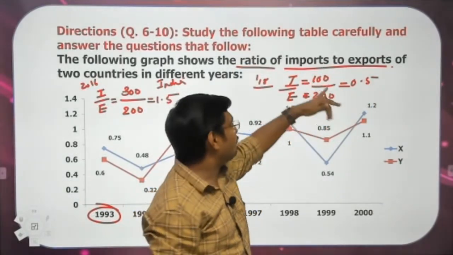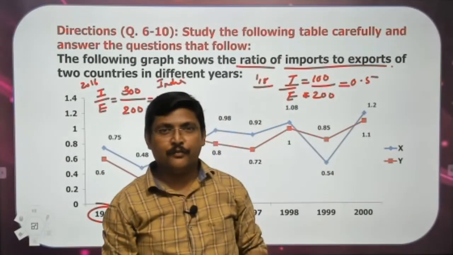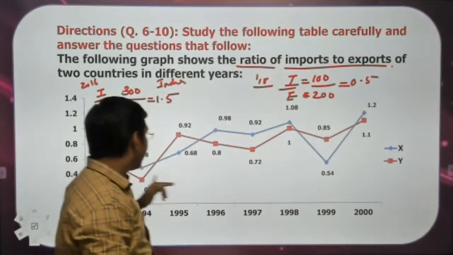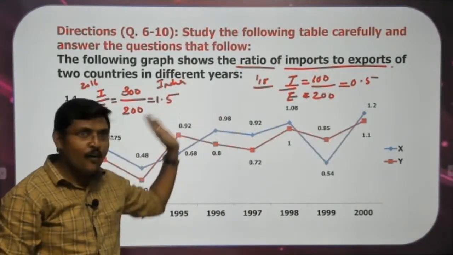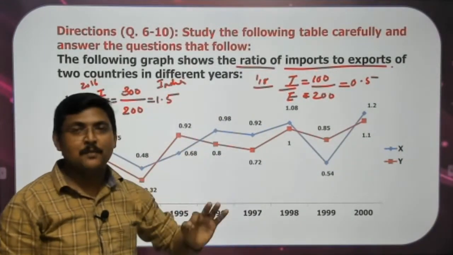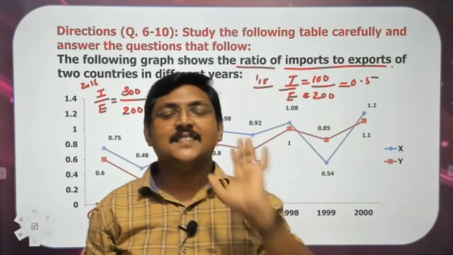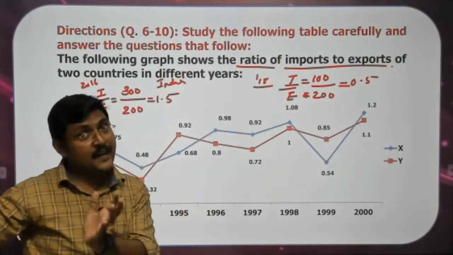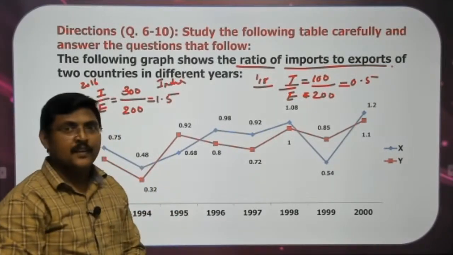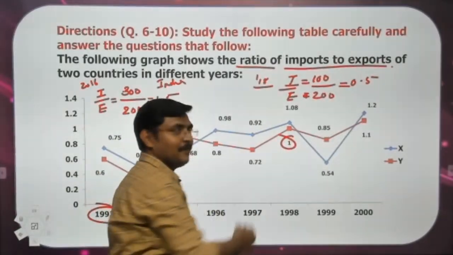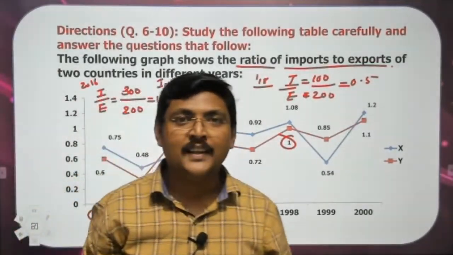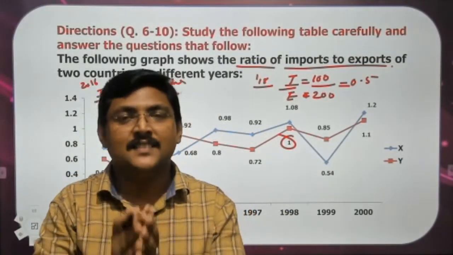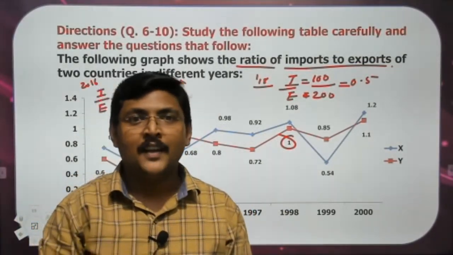What does that mean? If the value of import is less than the value of export, the final ratio will be less than 1. That's why the other values are less than 1. In all the situations where it is less than 1, you should remember that the value of import is less than the value of export. That is the main point that you should analyze while looking into this graph. If it is 1, what does that mean? Simple. If the value of import is equal to the value of export, then the answer is 1. Okay. I hope this idea is clear.